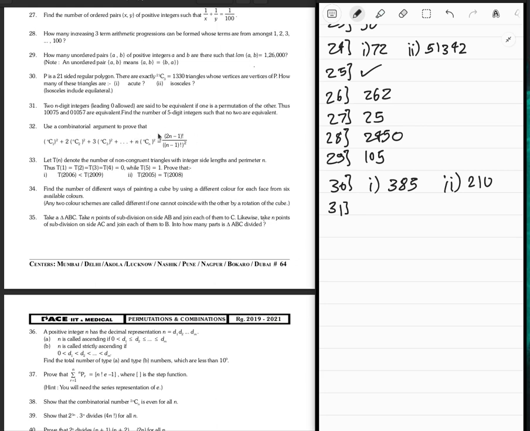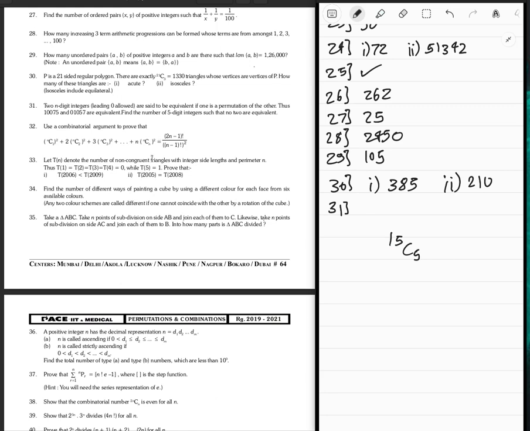Exactly. So the number of stars is 5, and the bars go before every digit. So 10 bars, I believe. Yes, 10 bars and 5 stars. It's 15 characters, right? 15C5.